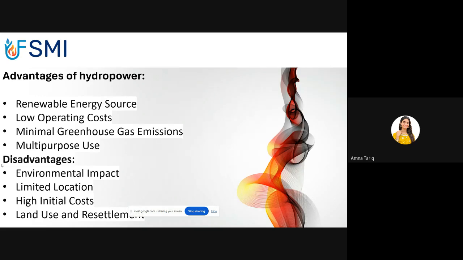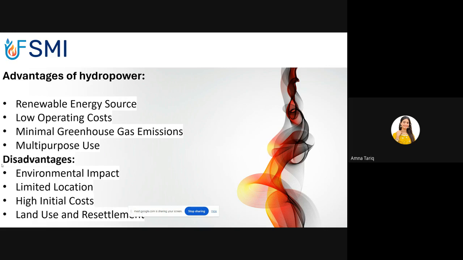Once a hydropower plant is built, its operational costs are relatively low compared to other forms of energy generation. This is because water, the fuel of hydropower, is free and abundant. Hydropower plants produce minimal greenhouse gas emissions during operation, making them cleaner than fossil fuel-based power plants. This helps in mitigating climate change and reducing air pollution. And hydropower generation can be easily forecasted based on water flow patterns, making it a reliable source of energy.